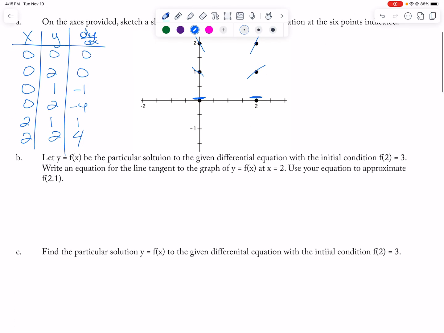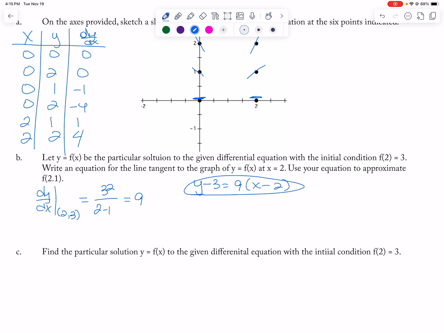To write the equation of the tangent line, I want dy/dx at the coordinate point 2, 3. So I get 3 squared over 2 minus 1, which is 9. So y minus 3 is equal to 9 times x minus 2. That's the equation of my tangent line. To find f of 2.1, that's approximately 9 times 2.1 minus 2 plus 3, because I moved the 3 to the other side. So f of 2.1 is approximately equal to 3.9.